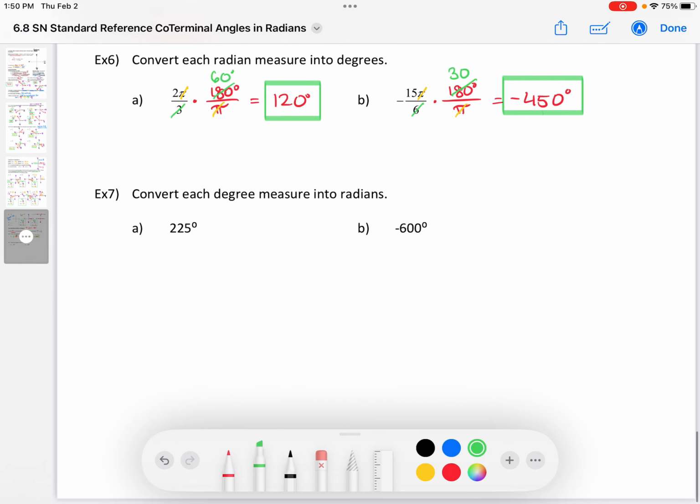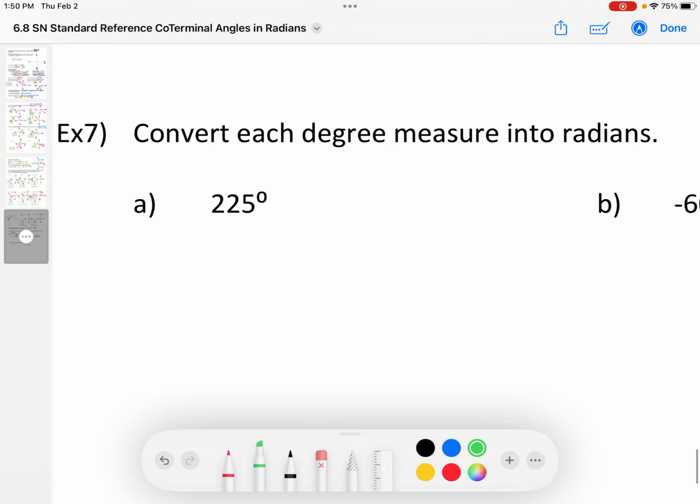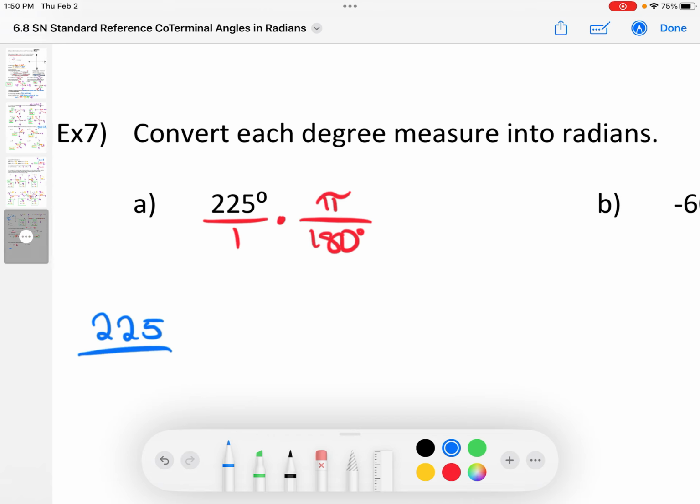Now, converting degree measures into radians, we do a very similar thing. Consider this over 1. Degrees are on top. We need the degree measure to divide out, so we need 180 on the bottom. We want radian measure in our final answer, so pi is on top. And what we need to do here is reduce that fraction, 225 over 180. First thing I notice is that we can divide both of those by 5. They end in a 5 and a 0. They both divide by 5. 225 divided by 5 is 45. And 180 divided by 5 is 36.